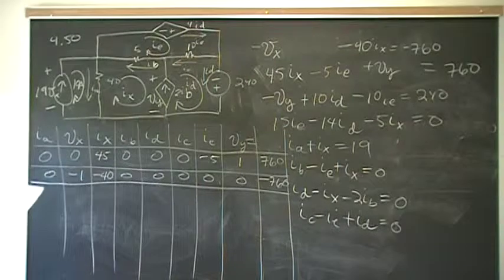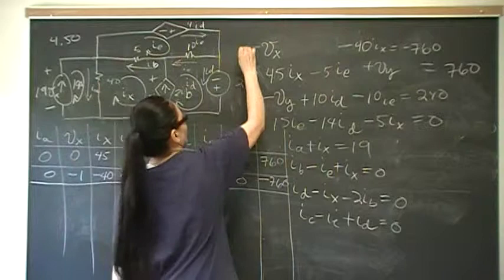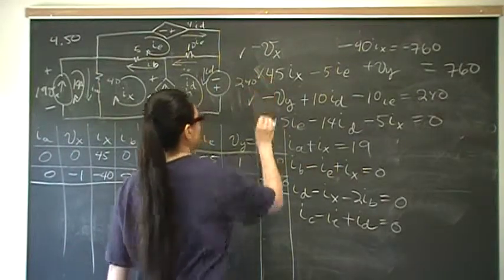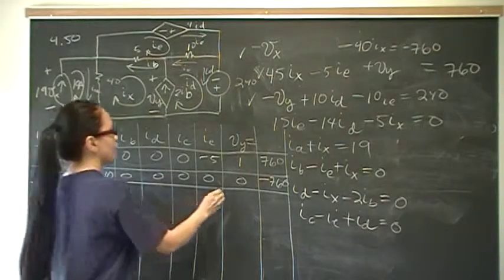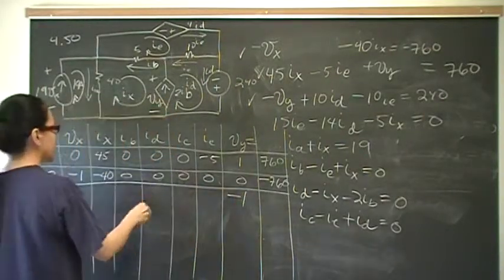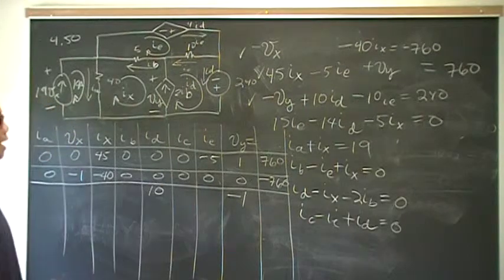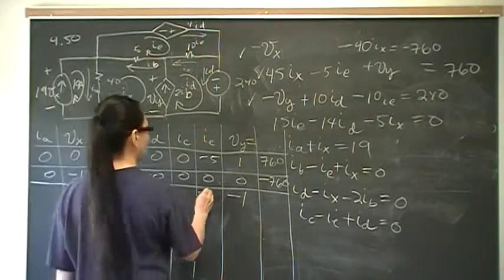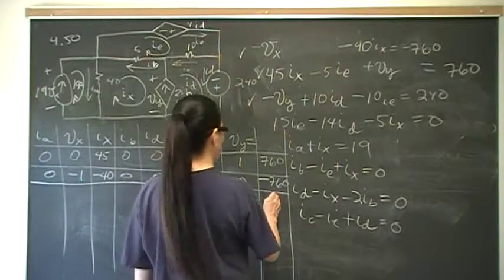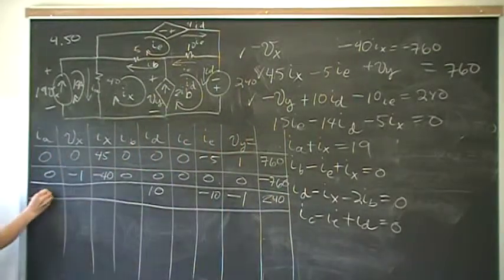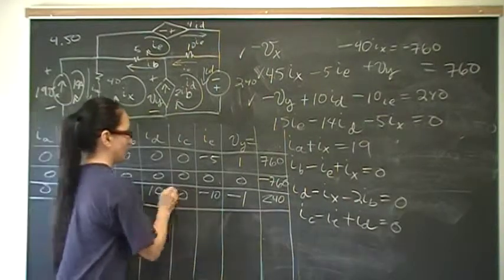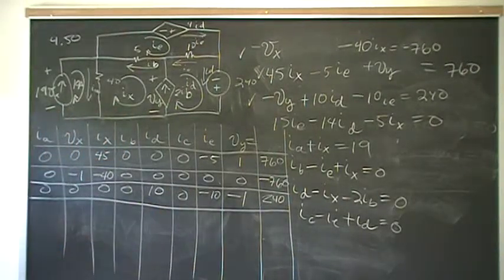Negative 1, 0, negative 140, negative 760. Okay, so that's that equation. Now we're going to do the third one. We got negative Vy. So Vy has a negative 1 coefficient and ID has 10. And then IE has negative 10. And constants is 240. Zeros everywhere else. Double check. 10, 0, negative 10, negative 1, 240.